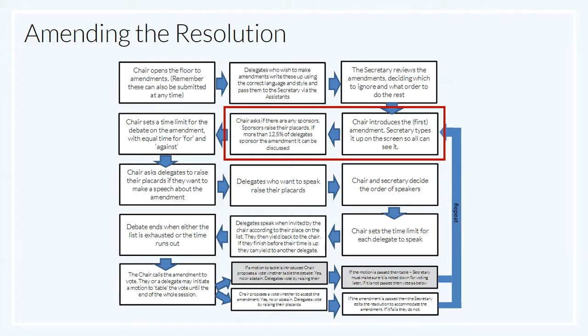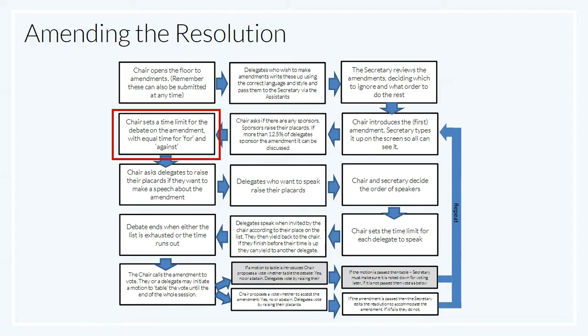If you are interested in debating this, either for or against, it doesn't matter. But if you want this to be debated, then you raise your placards. If more than 12.5% of the delegates there say, actually, this is something I want to talk about, then it will move on. So it will have support. After support, what's the next thing? Time limit. Based on this amendment, it's quite controversial. Let's have an hour.